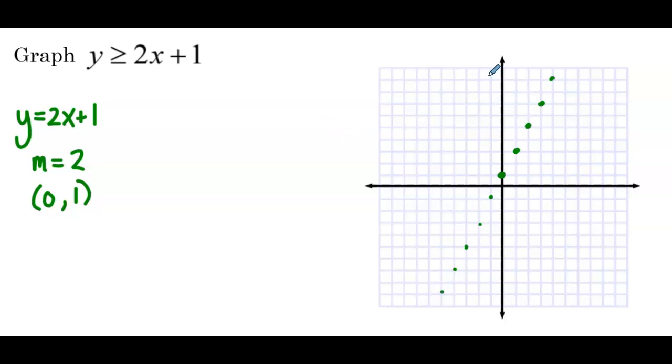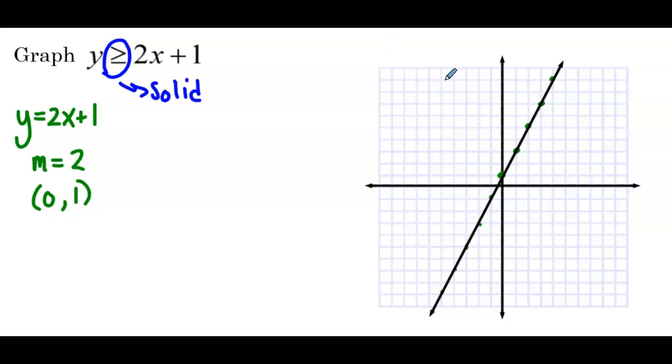Next, we have to decide if we're connecting these points with a solid or a dashed line. So looking at our inequality sign, it's greater than or equal to. So that means the points are going to be connected with a solid line. So a solid line, again, I want arrows on both ends. So there's the graph of the line, and now we have to include the rest of the solution set.